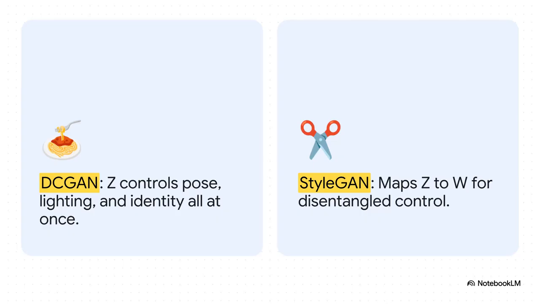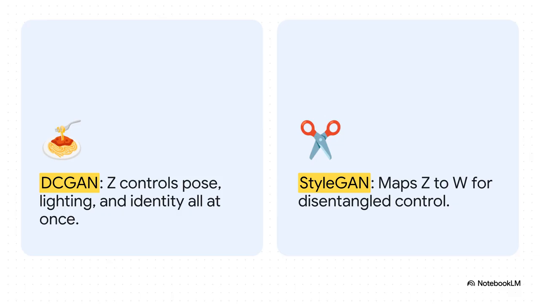Imagine trying to change your TV volume, but your remote control also simultaneously changes the channel, turns off your living room lights, and opens your garage door. That is exactly how early deep convolutional GANs, or DC-GANs, functioned. The input noise, which we call the Z latent vector, controlled literally everything at once. Pose, lighting, identity, and background were all hopelessly entangled together. If you moved one dial, everything changed.